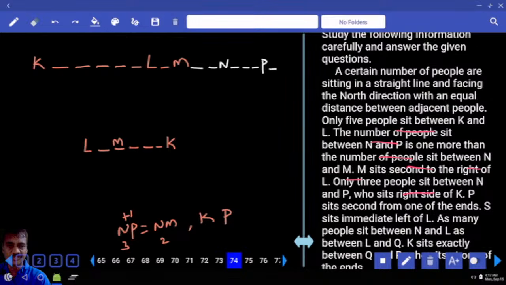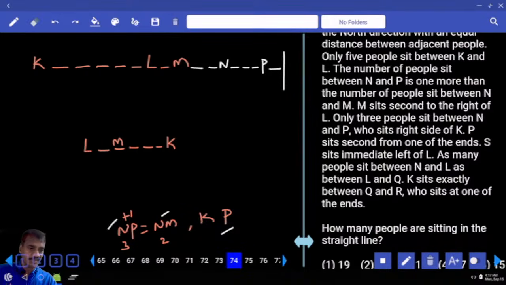No, P is seated second from one of the extreme ends. Right hand is closed. N and M 2, N and P 2, P is to the right of K. The next one, S sits to the immediate left of L. My S is to the immediate left-hand side of L. Here also, S is to the immediate left of L.